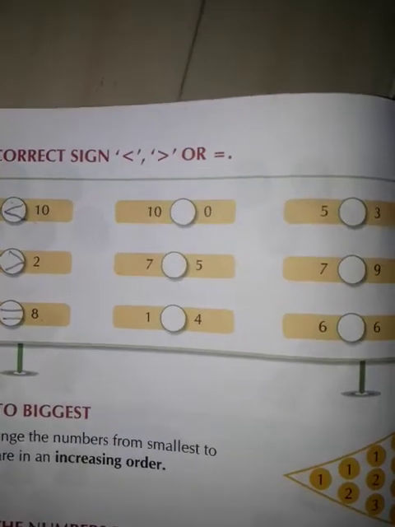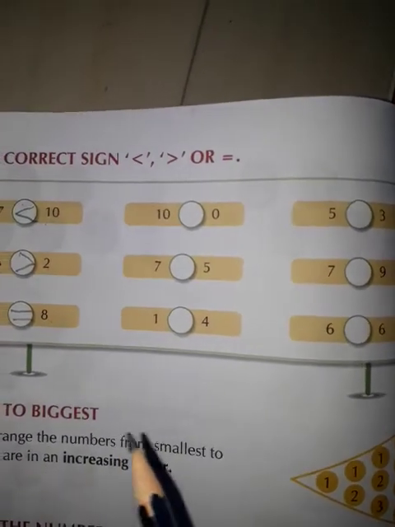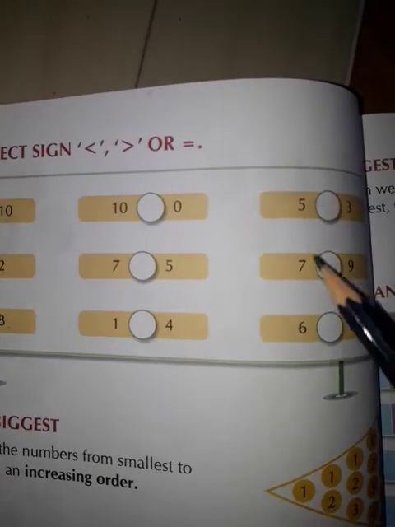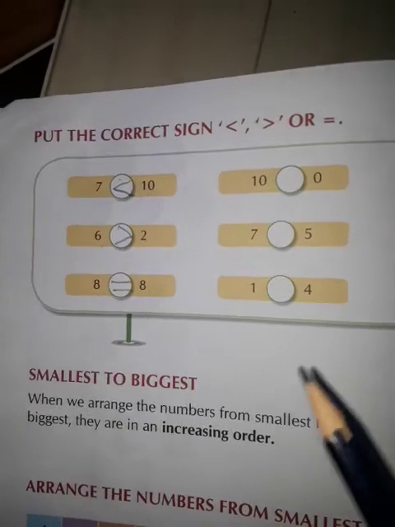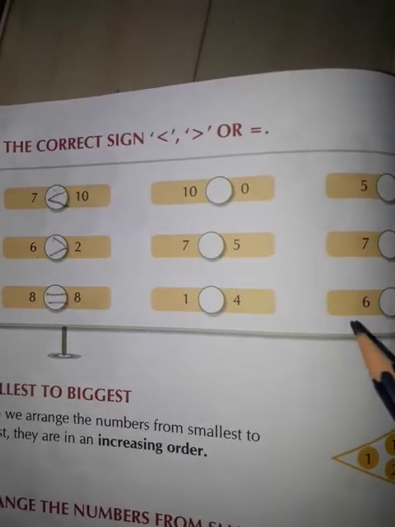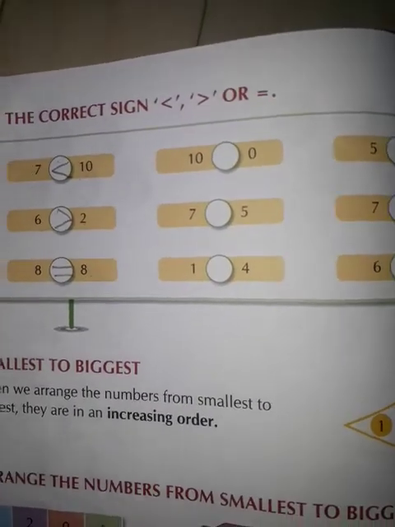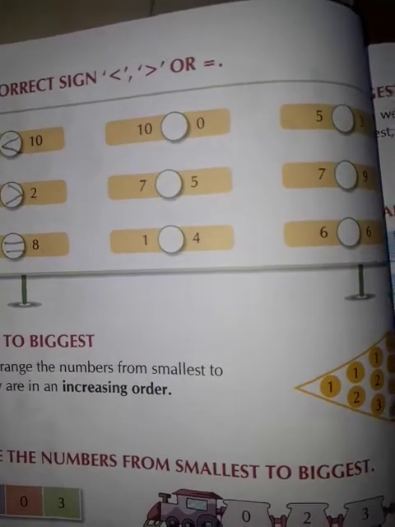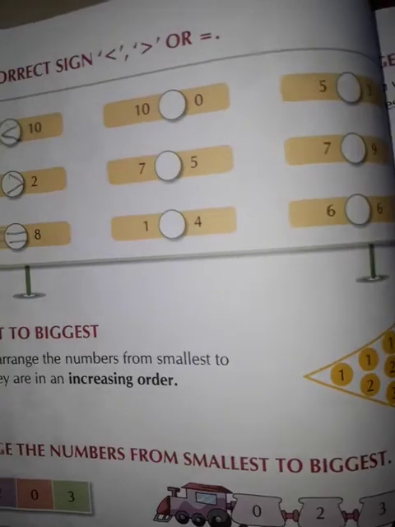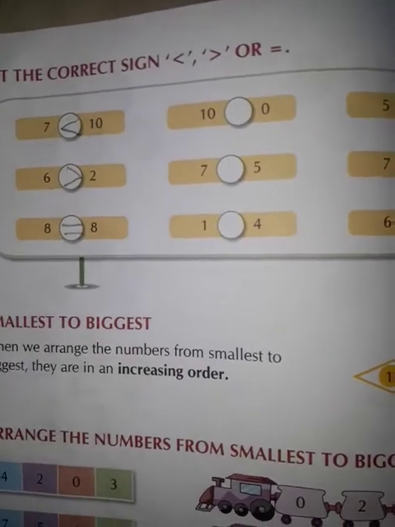So 1, 2, 3. 3 is done for you. And let's practice with them. Complete it in your notebook. Put the correct sign: less than, greater than, or equal to. I hope you all understood very well how we put the correct sign, and the concept of zero.